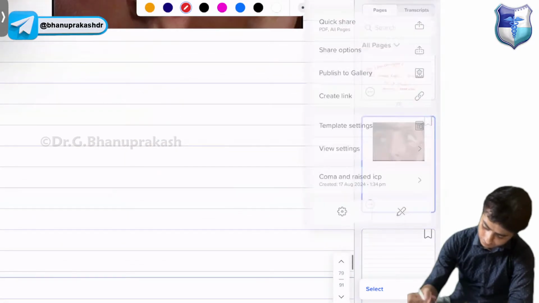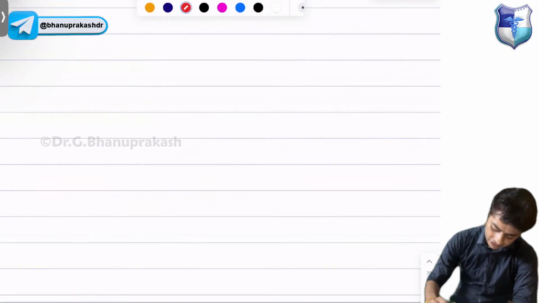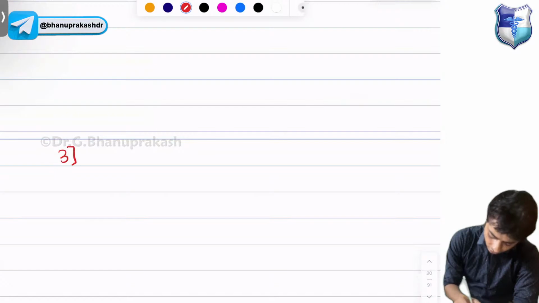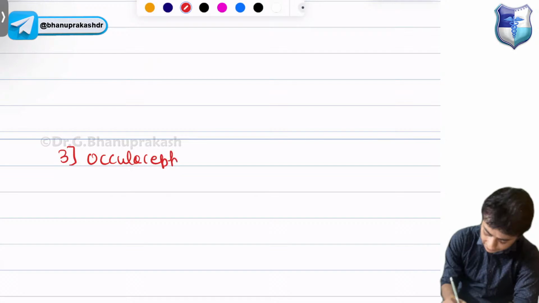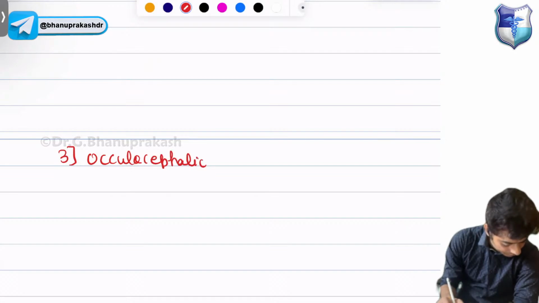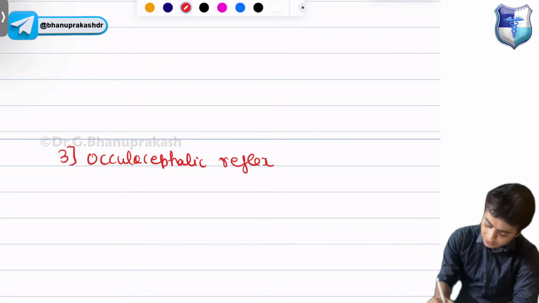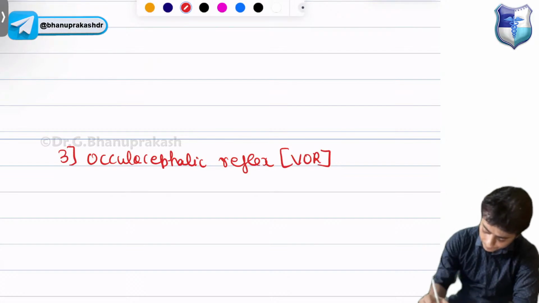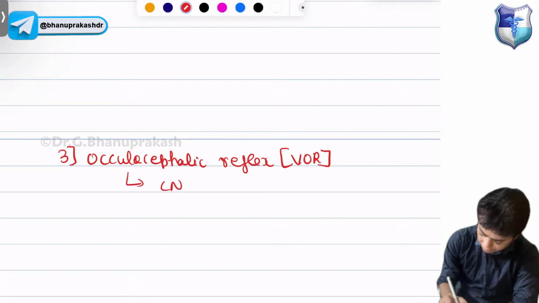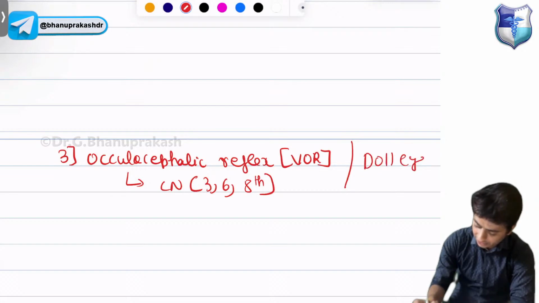Now there is another reflex, that is your oculocephalic reflex. That is your vestibulo-ocular reflex. Okay, and this is done with the help of cranial nerves third, sixth, and eighth. ठीक है? Also known as doll's eye reflex.